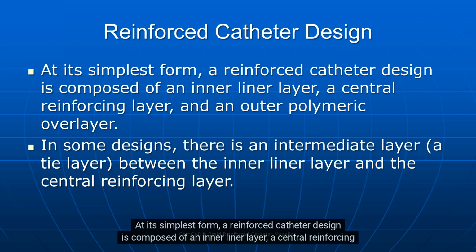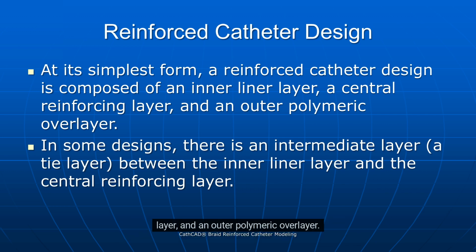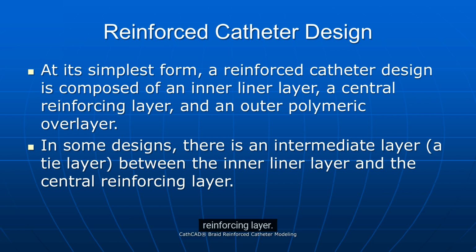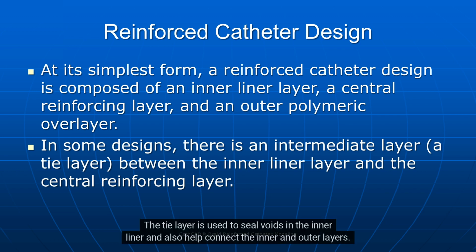At its simplest form, a reinforced catheter design is composed of an inner liner layer, a central reinforcing layer, and an outer polymeric overlayer. In some designs, there is an intermediate layer, a tie layer between the inner liner layer and the central reinforcing layer. The tie layer is used to seal voids in the inner liner and also help connect the inner and outer layers.